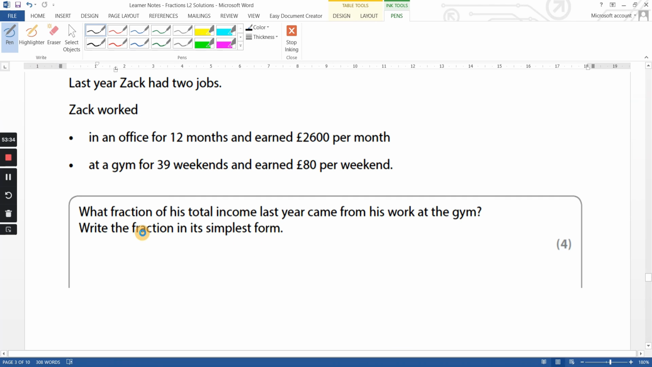So we need the fraction of his total income. So there's a big clue right there to tell you the denominator is going to be the total income. Yep. Let me just delete that. So let's work out his total income. So in the office, let's do that first. 12 months, £2,600 per month. So that's 12 times 2,600. Let's do that on the calculator.